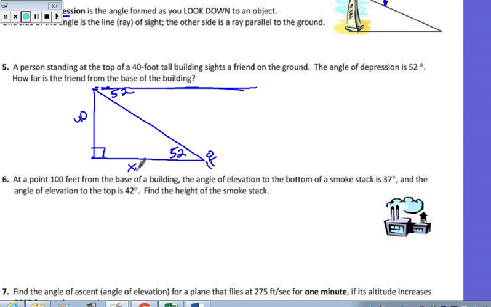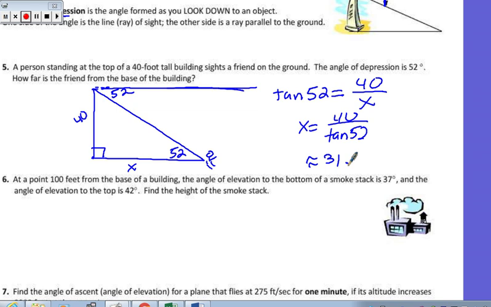This is the adjacent side. I know the opposite. If it's adjacent and opposite, that's a tangent function. So the tangent of 52 degrees is going to equal the opposite, which I know is 40, over the adjacent, what I'm looking for. Again, that variable is in the denominator. So denominator starts with D, divide starts with D. We're going to do the switch here. X is equal to 40 over the tangent of 52. And then when put into a calculator, that turns out to be about 31.25 feet away.